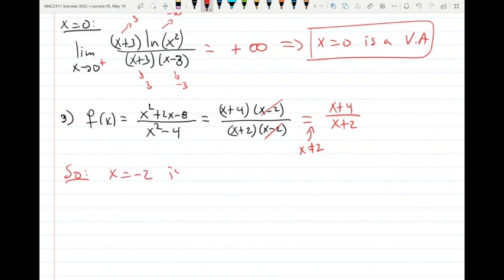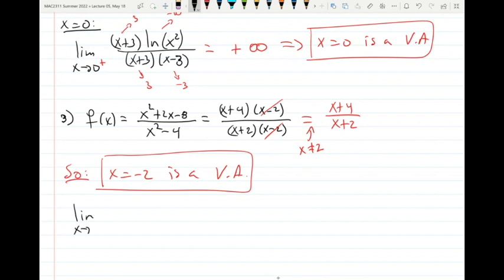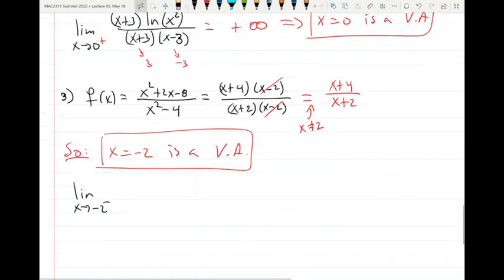So x equals negative 2 is a vertical asymptote. And just to, which one do you want? Right or left? Is that a problem? I mean, you have been consistently telling me left. So is it more confusing from the left than from the right? No? Okay. Are you left-handed?